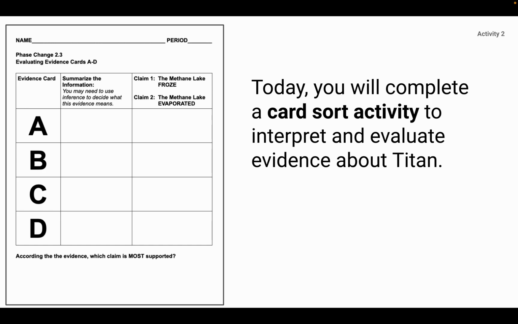Just because it supports one doesn't necessarily mean that it refutes the other. And sometimes we're going to have evidence that is important, but on its own it doesn't really mean anything. It stands on its own, and you're going to have to use that in conjunction with another piece of evidence to tell you what you need to know. Okay? All right, so let's get started.